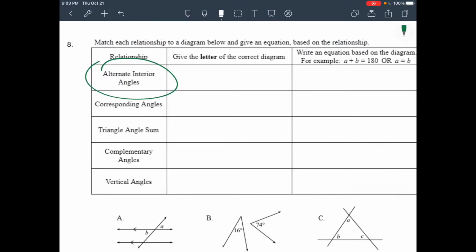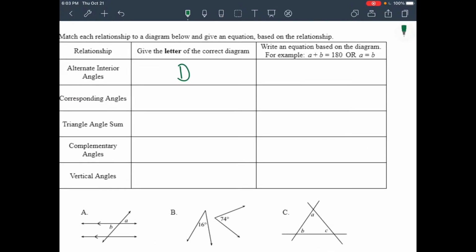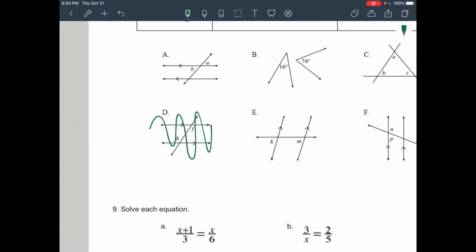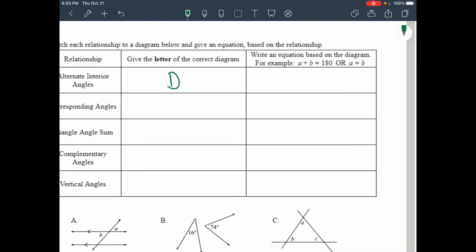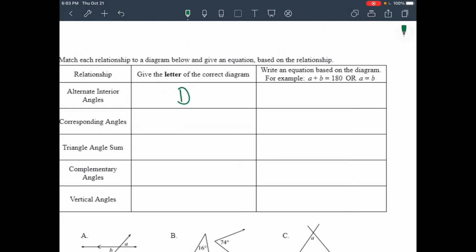goes here. And then we need to write an equation. So an example of that would be like A plus B equals 180 or A equals B. So looking back down here, we have F and H, and we know that if lines are parallel, then alternate interior angles are congruent. So we know that F will equal H. And that's it for that. These are pretty simple questions in terms of what you have to write. All right, so I've crossed out D.